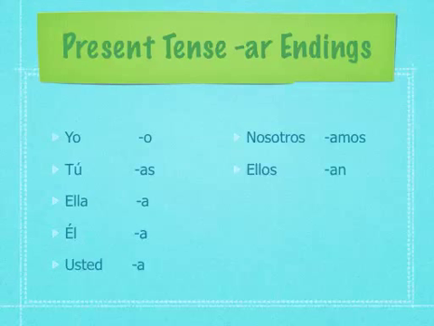Ellos ends in an. Ellas and ustedes also end in an. So ellos, ellas, and ustedes, just like ella, él, and usted, all end in the same letters and are grouped together.